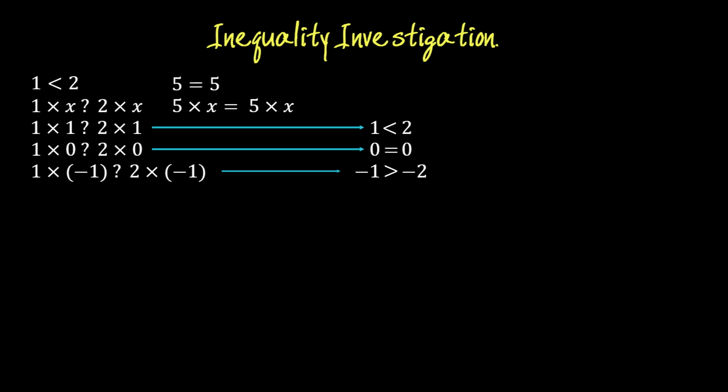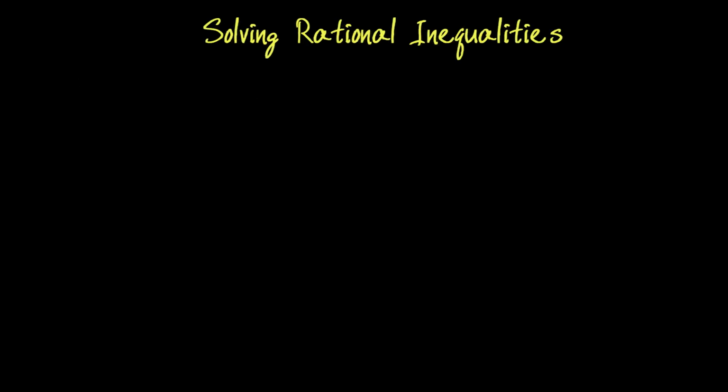So, the rule that you should remember and apply is that when you multiply both sides of an inequality by a negative number, the sign of the inequality is reversed. If you multiply an even number of times, the sign will remain the same. If an odd number of times, it will change. This rule also applies to division operations. Now, it's time to implement this rule in our next topic, solving rational inequalities.